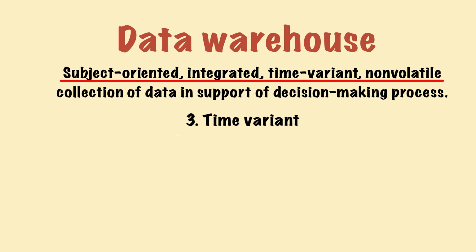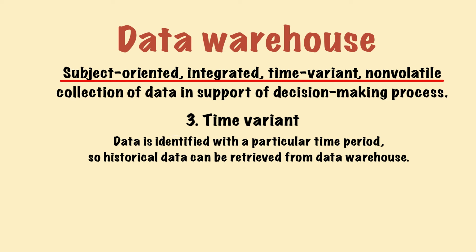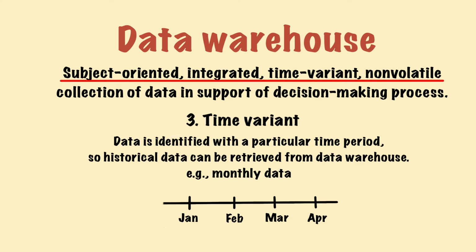The third one is time variant. Time variant means data is identified with a particular time period. So historical data can be retrieved from data warehouse. Say, the data is stored in a monthly basis. Then the data between February 1st and February 28th is converged to a single point, which is called February. In other words, no matter you want to retrieve the data from, say, February 5th or February 20th, you always get the same answer because the data is only identified on a monthly basis.